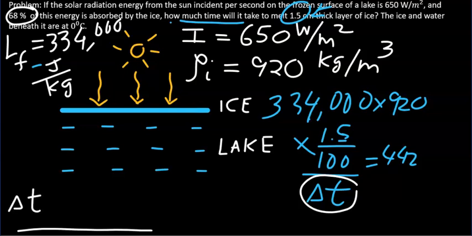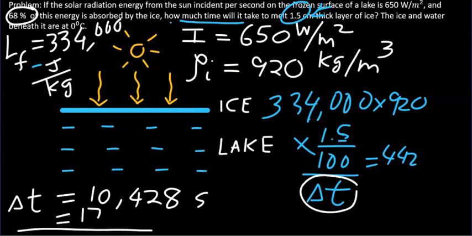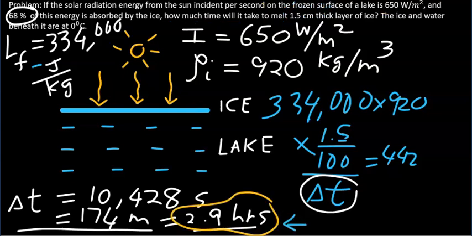And if you do the calculation, delta T turns out to be about 10,428 seconds, or in minutes, about 174 minutes, or in hours, it's about 2.9 hours. So it takes about 2.9 hours for the sun with radiation intensity of 650 watts per meter squared to melt a 1.5 cm thick layer of ice on the frozen surface of that lake.